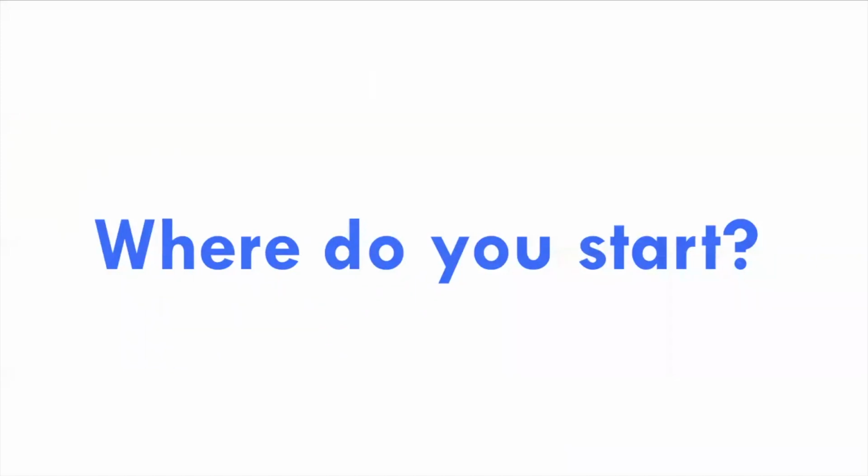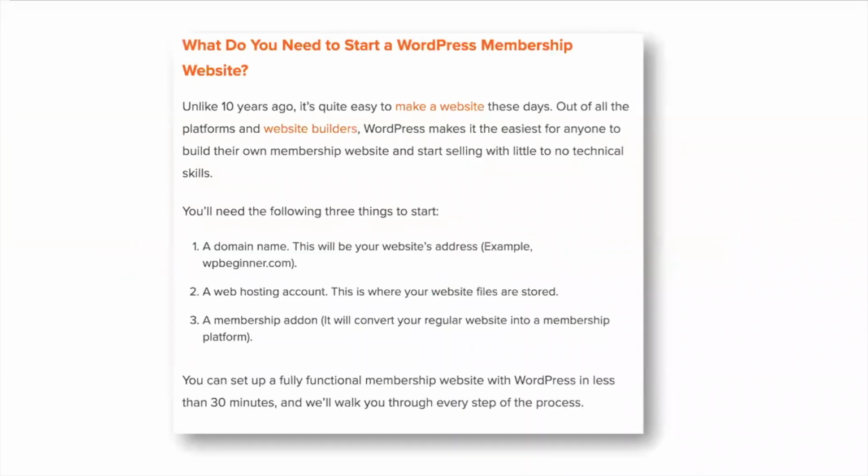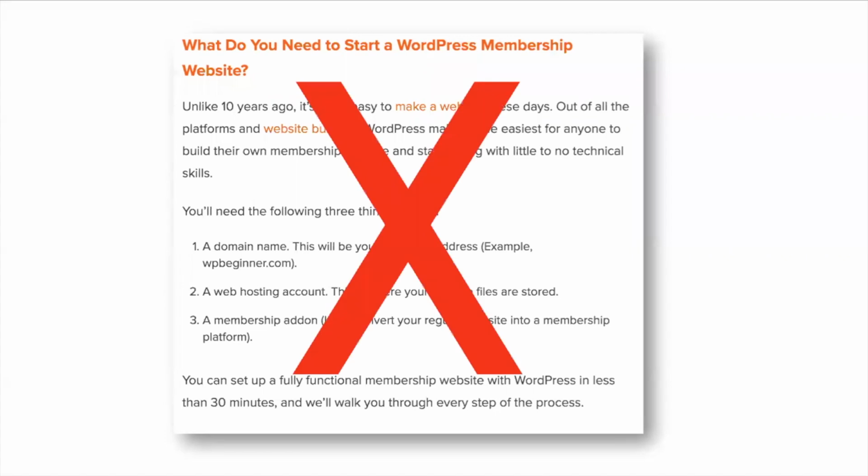So where do you start with all that, assuming that you have selected your platform? So I looked around the web today and I found that article that says what do you need to start a WordPress membership website? And I'm not going to go into all the details, but you can see that step number 1 is that you need a domain name, and then you need hosting, and then you need a plugin. So in my opinion, that is completely wrong. You have to start with planning your content and understanding that your market actually needs it.